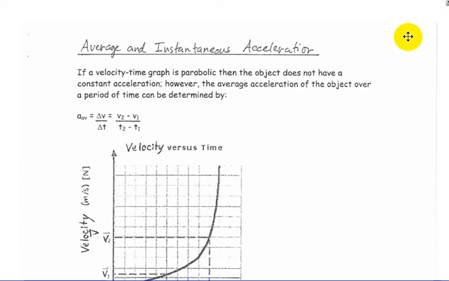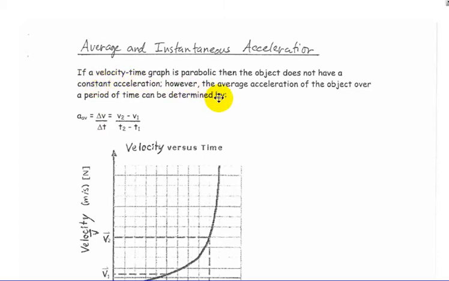Welcome back, Physics 30. This booklet you have is in between Part 4 and Part 5 of the acceleration booklets. It deals with average and instantaneous acceleration. It's very similar to average and instantaneous velocity when we're looking at the position time graphs, but now we're looking one step further at velocity time graphs.